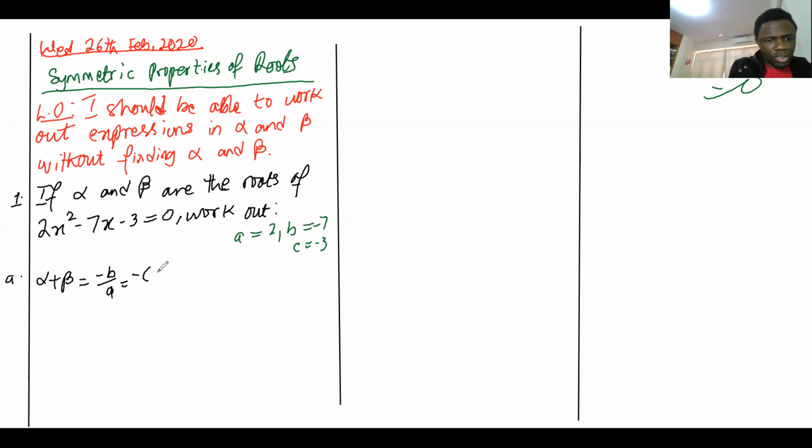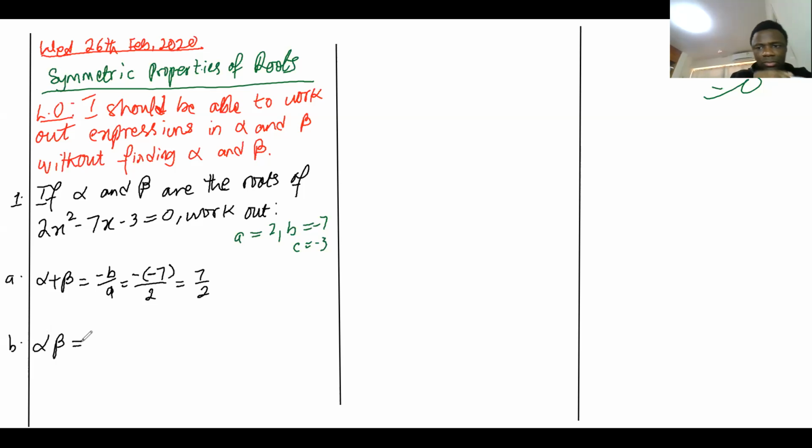So in this case, negative negative 7 over 2. You get 7 over 2. For those that tried it, did you get 7 over 2? Yes. All right. Alpha beta is c over a, negative 3 over 2. Before I proceed, does everybody understand this? Yes. All right. Good.